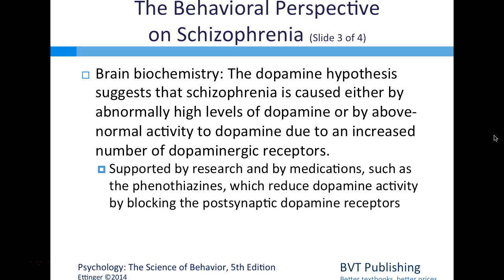And brain biochemistry. The dopamine hypothesis suggests that schizophrenia is caused either by abnormally high levels of dopamine or by above normal activity to dopamine due to an increased number of dopaminergic receptors. This is supported by research and by medications, such as the phenothiazines, which reduce dopamine activity by blocking the postsynaptic dopamine receptors.